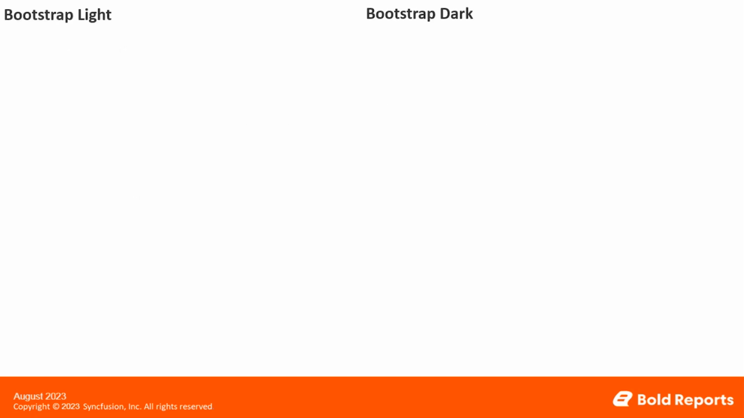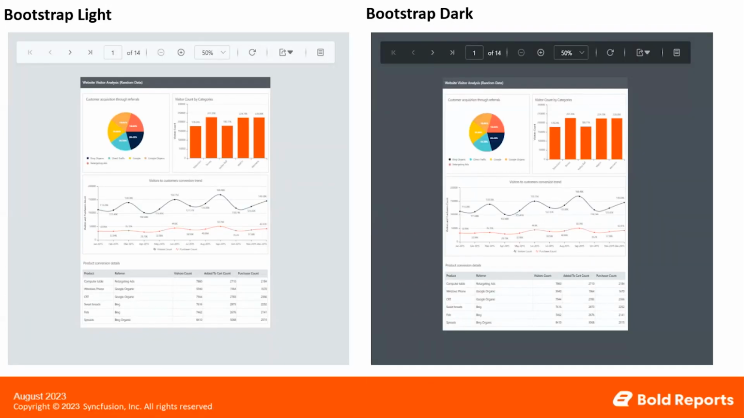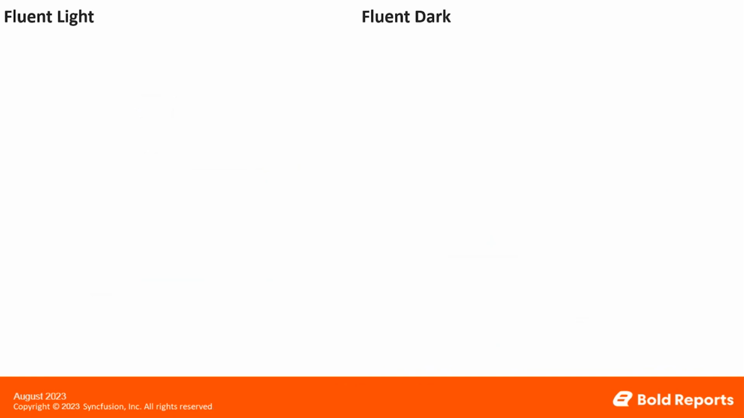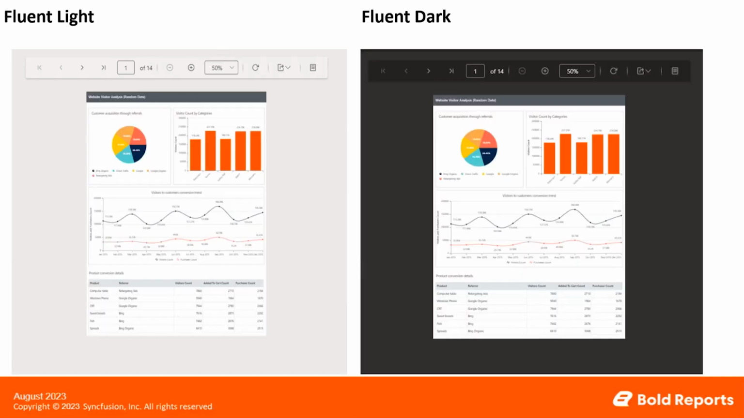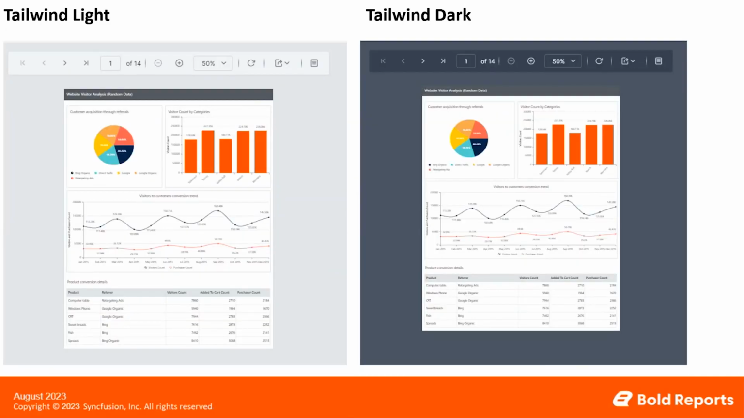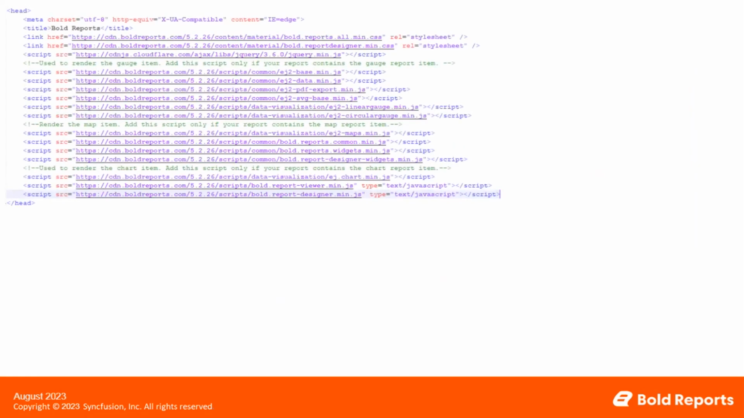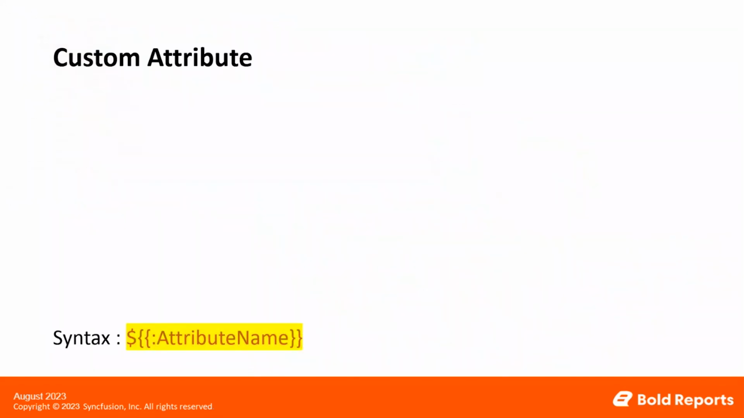Here you can see the Bootstrap light and dark theme images for the report designer. And this is for the report viewer. And here you can see the Fluent light and dark theme images for the report designer. And this is for the report viewer. And last, you can see the Tailwind light and dark theme images for the report designer. And this is for the report viewer. Here you can see the differentiation code blocks for existing version v2 support.